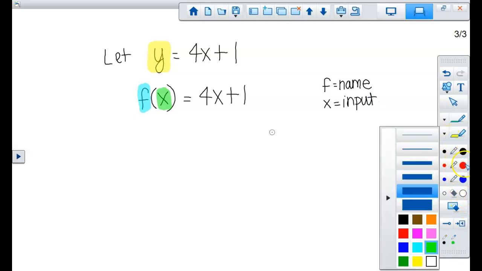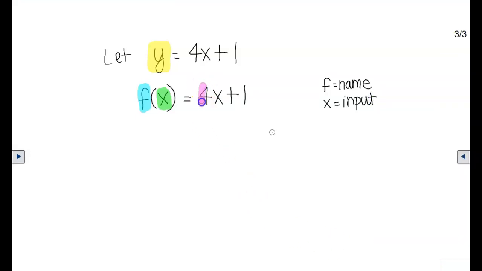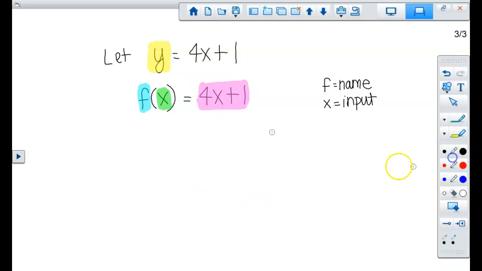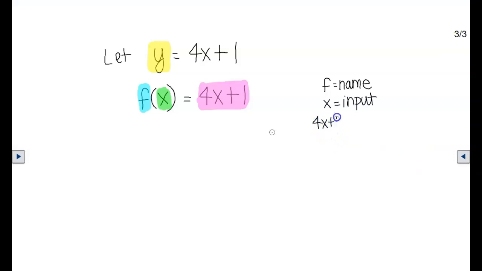And then now, when I look at the other side of this equation, the 4x plus 1 part of this, okay, the 4x plus 1 is the rule that finds the output. So a function of x is equal to 4x plus 1 tells me that if I want to find out what the output is, I input x into this rule 4x plus 1.